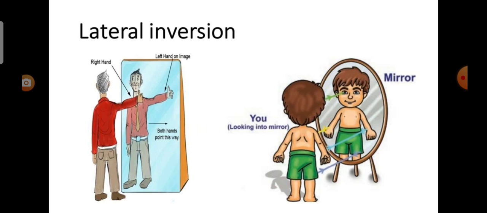You might have heard about inversion. What is lateral inversion? The word lateral comes from the Latin word latus, which means side. Lateral inversion means sidewise inversion. It is the apparent inversion of left and right that occurs in the plane mirror.